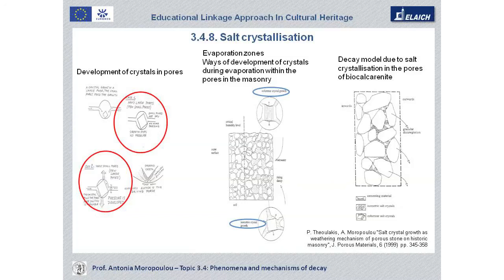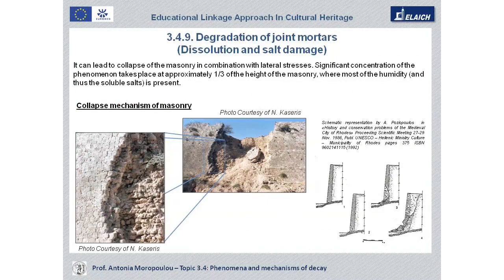We have granular disintegration of the porous stone. Not only the stones, but the mortars as well are dissolved and damaged by salt decay. This is the reason that in rubble masonry mortars, like in the case of the Contra Scarpa in the medieval city of Rhodes, we have mortar deterioration and a collapse mechanism of the masonry as well.